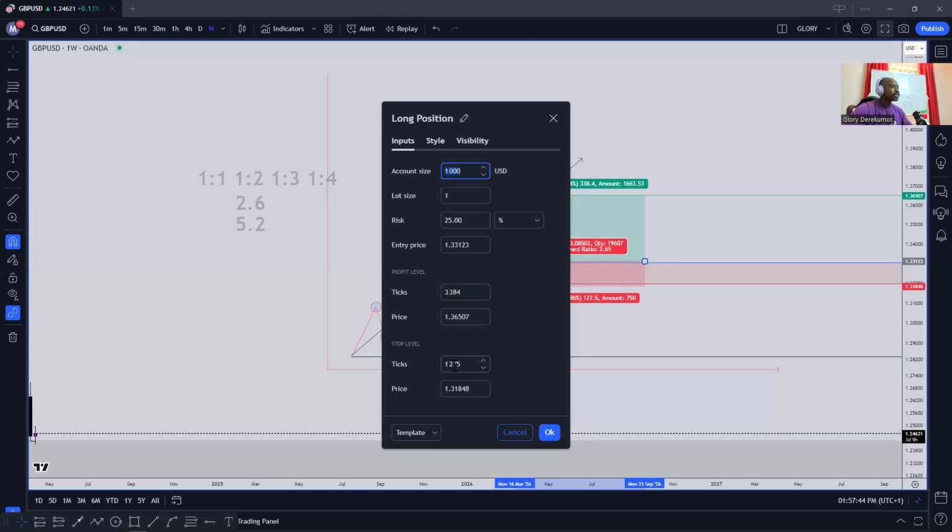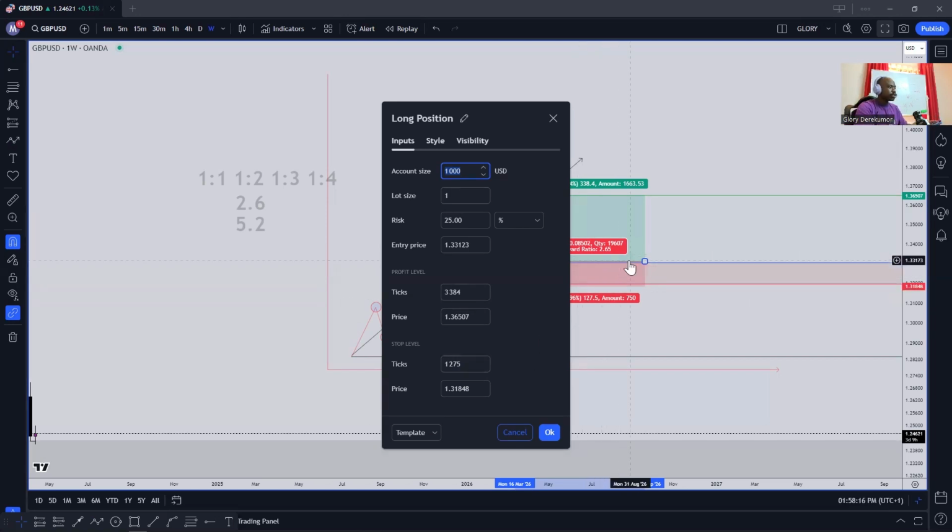So the number of pips in terms of our risk, talking about the entry price to the stop loss price, is 127, throwing away the 5 there. That's the area of our risk. And the area of our reward is 338 pips. That's the area of our reward. Now, if you divide the number of pips from the area of reward by the number of pips from the area of risk, you're going to get 2.65, which is the risk to reward.